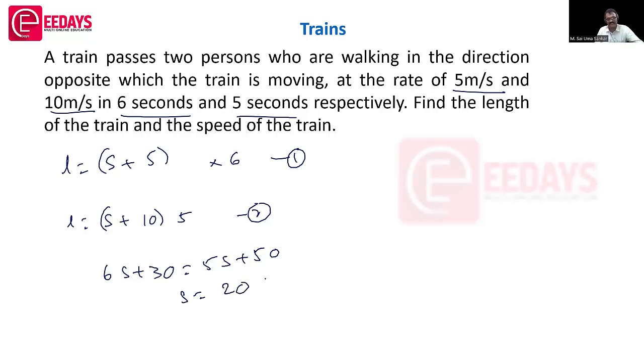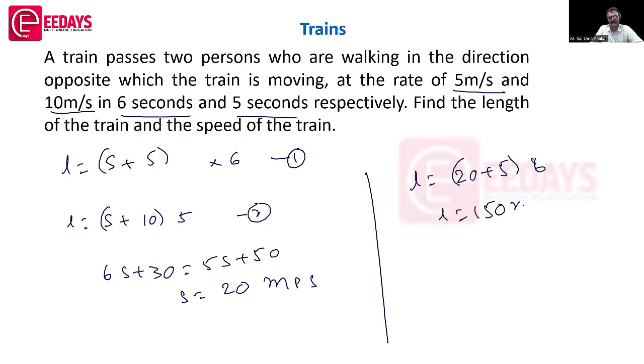So what is the train speed? 20 meters per second. And train length L is equal to (20 plus 5) into 6. So L is equal to 150 meters. The train length and the train speed, that is the answer.